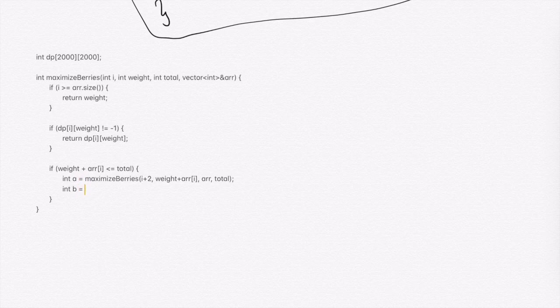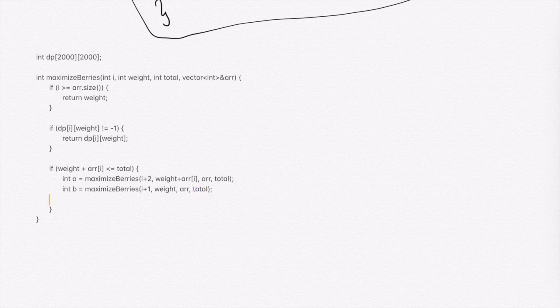The second variable that we will get is int b, wherein we make a choice to not choose the current element. So this becomes maximize berries I plus 1, because we have not chosen the current element. Weight, and again weight because we have not chosen the current element, so the weight doesn't change and the last two elements simply tag along.